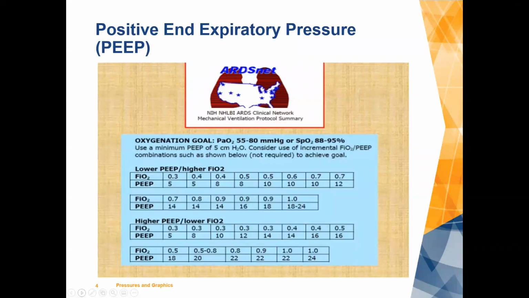The study looked at delivering breaths of basically 12 mLs per kilogram versus 6 mLs per kilogram. And what they found is that the lower tidal volume, the 6 mLs per kilogram patient population in this study, did much better. The mortality was 31% versus almost 40% for the larger tidal volume group.